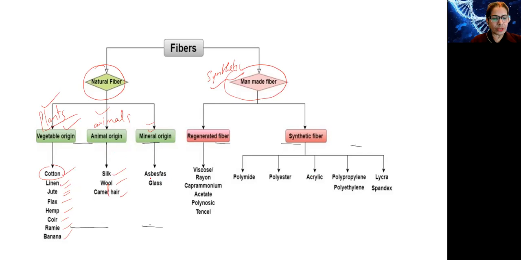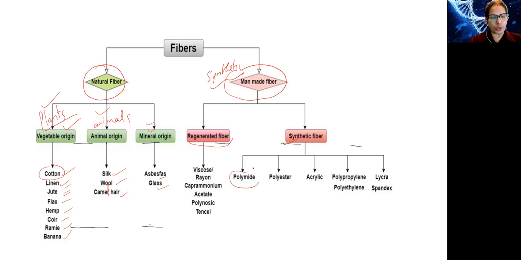Then mineral origin are asbestos and glass. These are again mineral origin. And then synthetic, when we are talking about that, it is man-made. Man has also tried making fibers in the labs, and we have started making them. So they can be regenerated fibers, or synthetic fibers.